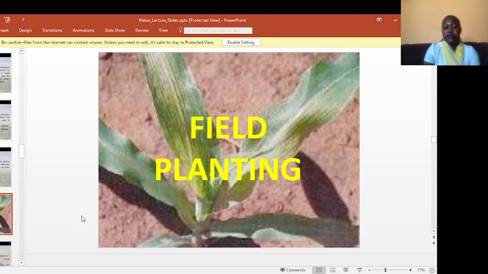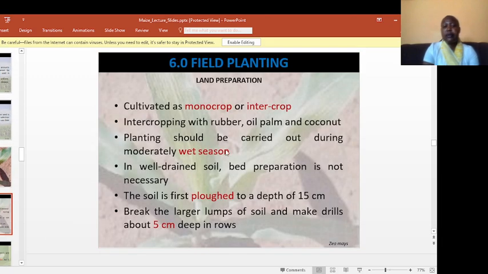Seed, field planting. And then we look at the land preparation. Cultivated as monocrop or intercrop. Intercropping with rubber, oil palm, and coconut. Planting should be carried out during the moderately wet season. In well-drained soil, bed preparation is not necessary. The soil is first plowed to a depth of 15 cm. Break the larger lumps of soil and make drills about 5 cm deep in rows.